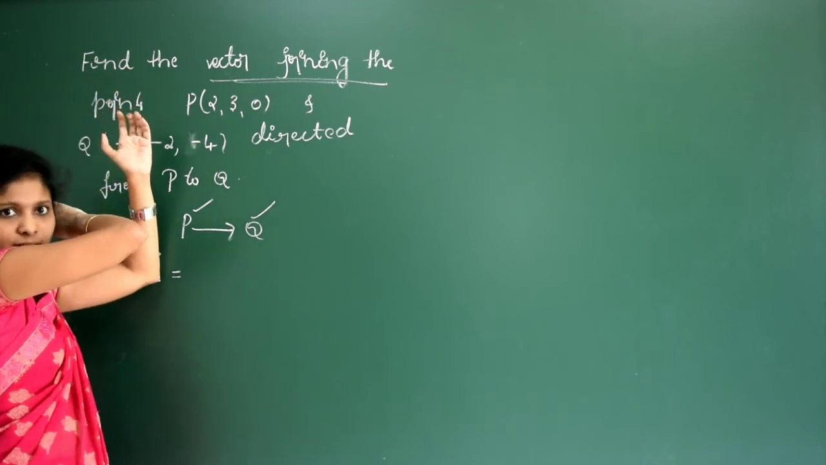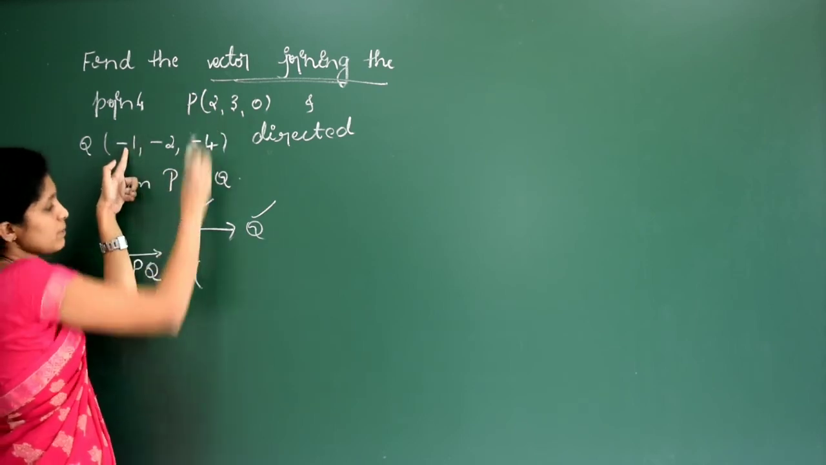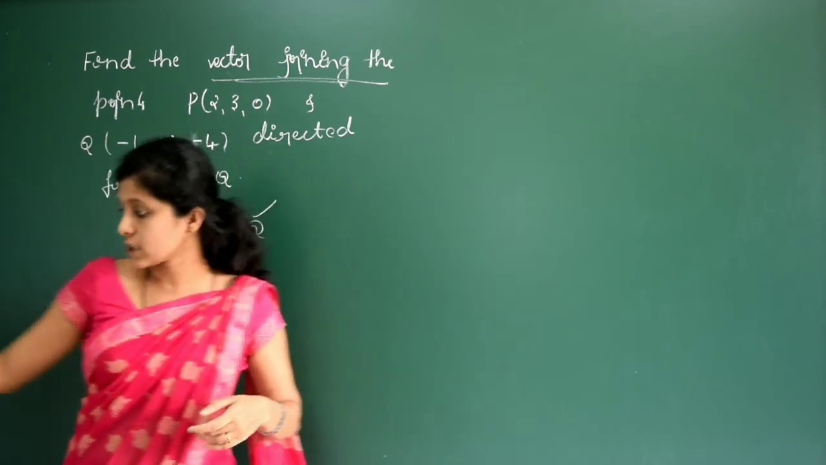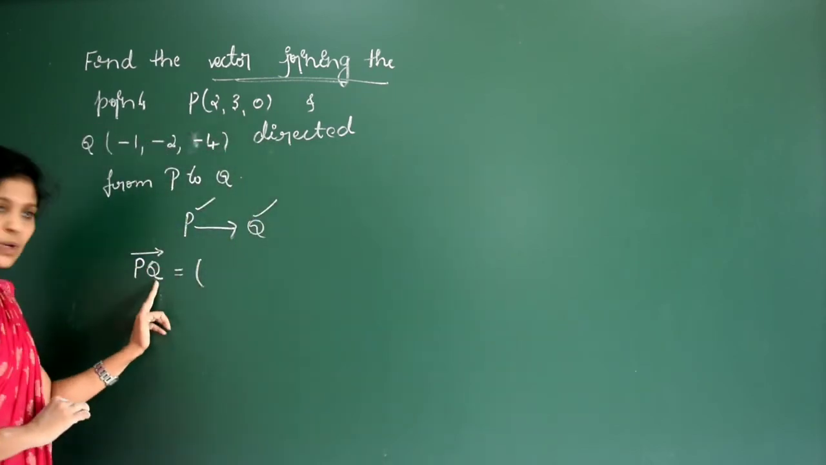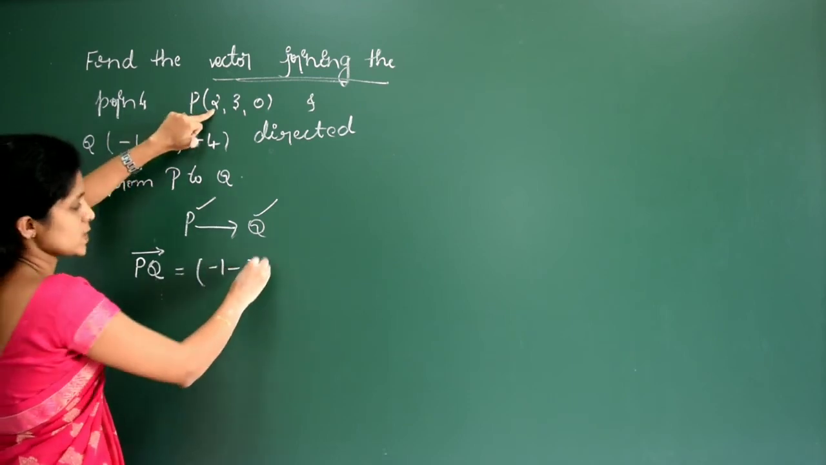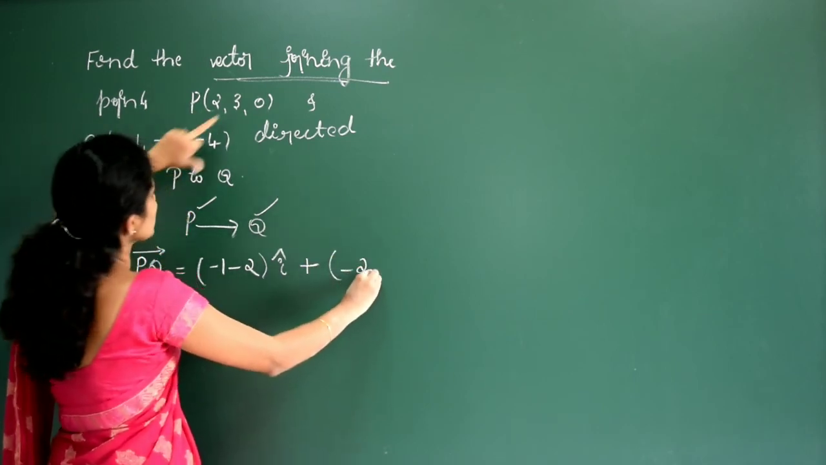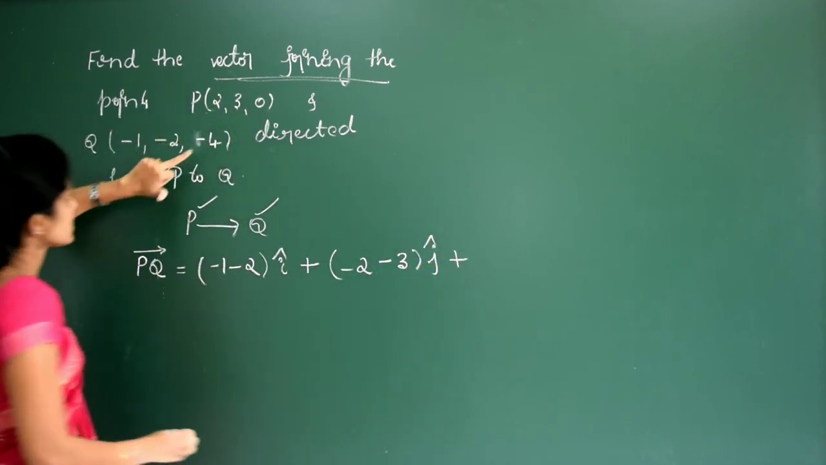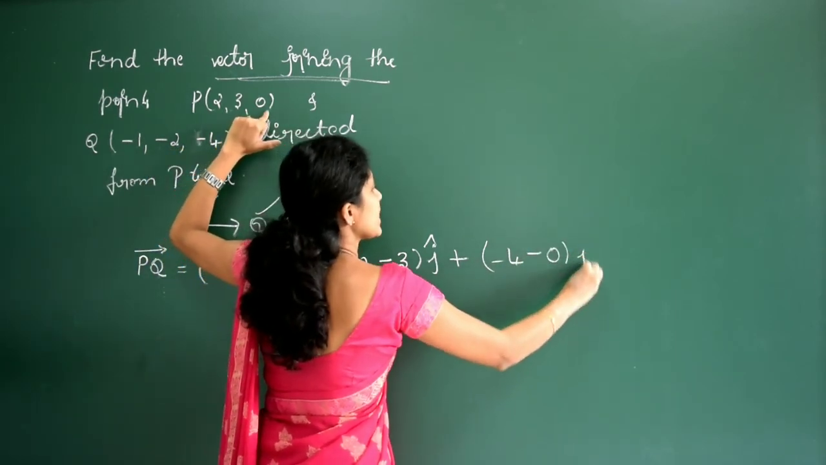In the last session we have discussed how to find the vector joining points. So PQ vector will be, I'll write directly, minus 1, minus 2. You have to start with Q. Remember, PQ is nothing but you have to start with Q. If it is QP, then you have to start with P. Remember that, okay? Here PQ is this, so we'll start with Q. That is minus 1 minus 2 i cap, the x coordinate, plus minus 2 minus 3 j cap, plus here this is minus 4, is it clear? Minus 4 minus 0, k cap.